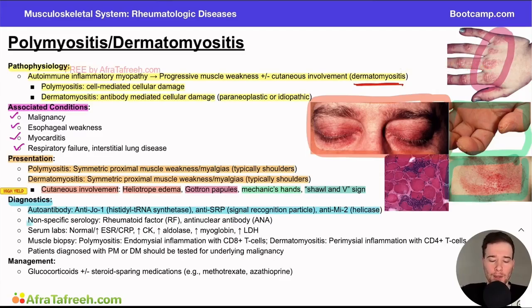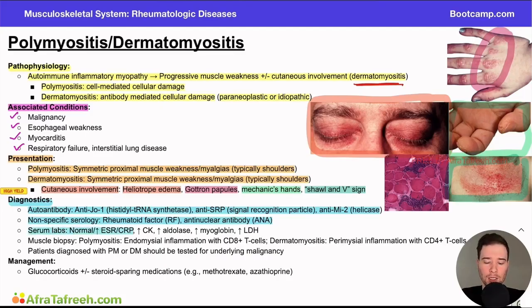We can also think about some non-specific serology. These include things like rheumatoid factor and anti-nuclear antibody. Remember, ANA is pretty non-specific. We see that in a lot of different rheumatologic conditions, and rheumatoid factor does not necessarily mean a patient just has rheumatoid arthritis. We can also see rheumatoid factor in a variety of other rheumatologic conditions, including polymyositis and dermatomyositis.